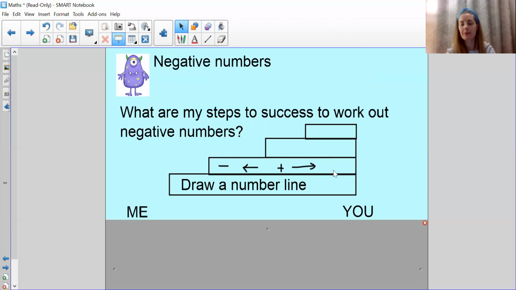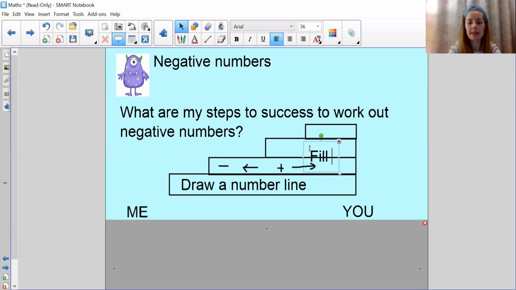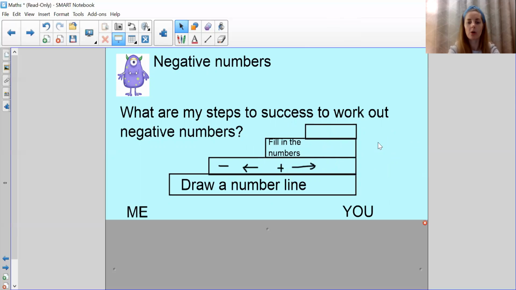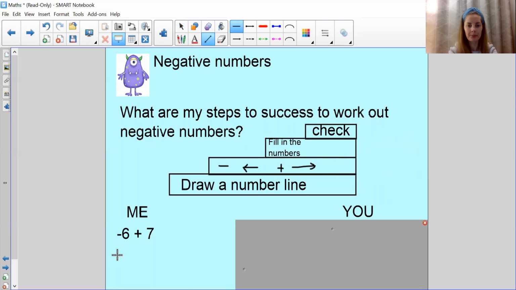If it was adding 5, you're going to make your hops. Then you're going to fill in the numbers on the number line. Once you have filled in the numbers, our last step is to always check our answer. I am going to do one with you, and then you're going to have one on your own. Following those steps to success, we're first going to draw a line.